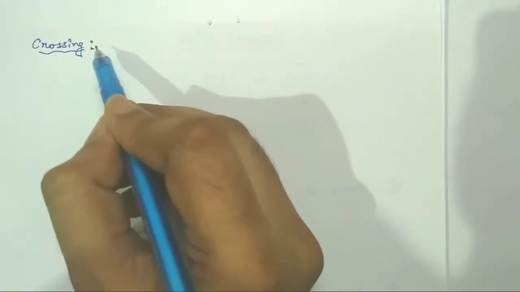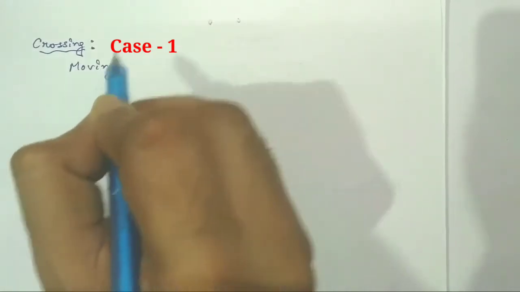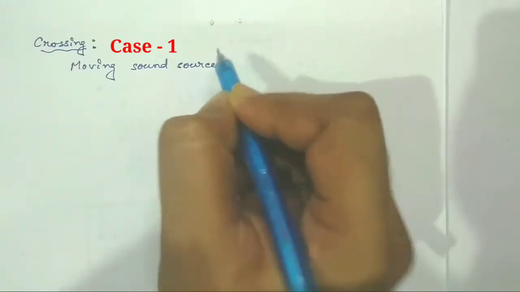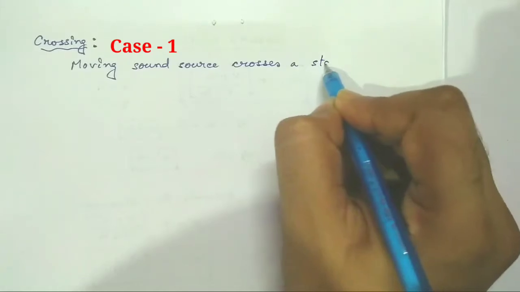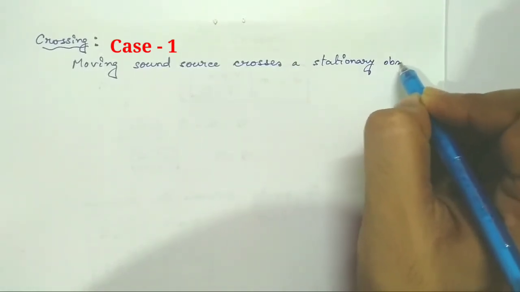Now we will see what happens for crossing. Crossing means two types of crossing can occur. Number one, a moving sound source crosses a stationary observer, and number two, a moving observer crosses a stationary source. First, we will consider a moving sound source crossing a stationary observer.